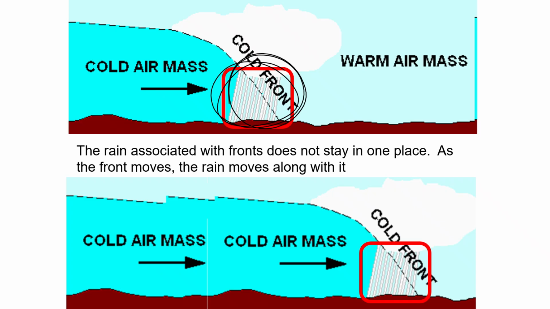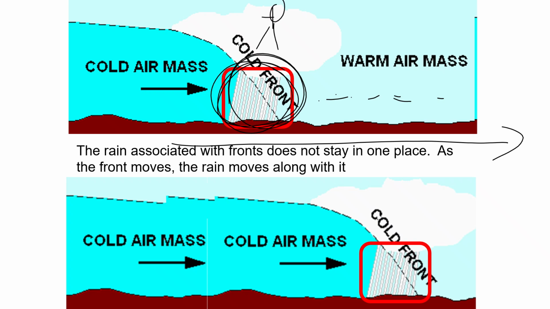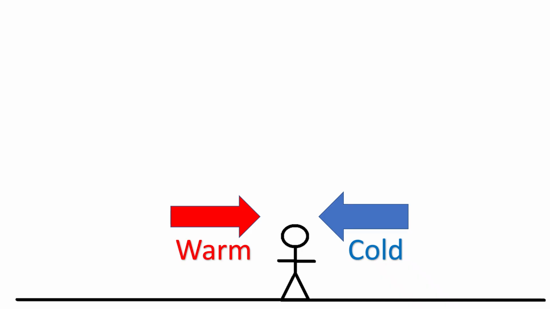But remember, the cold air is pushing in, so my area where this action happens winds up over here because the cold air keeps moving that direction. So imagine you were standing right here and you get some precipitation. Well, a few hours later or the next day, you're just standing in cold air now, and the precipitation is now further away from you because fronts move, because air masses don't stay in one place.